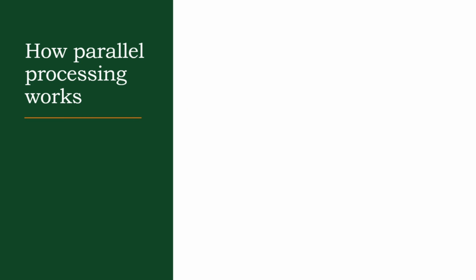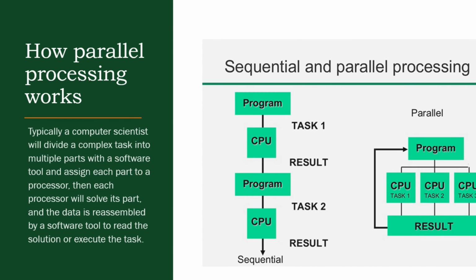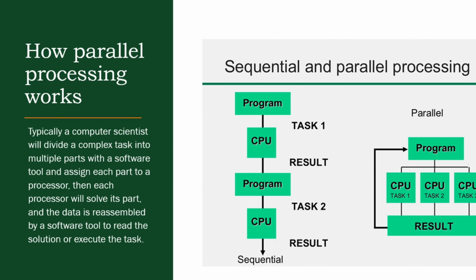Now moving on to the next slide. The next slide is how parallel processing works. Typically a computer scientist will divide a complex task into multiple parts with a software tool and assign each part to a processor. What that typically means is when you are running a very huge code, absolutely huge code, you cannot rely on only one particular code.